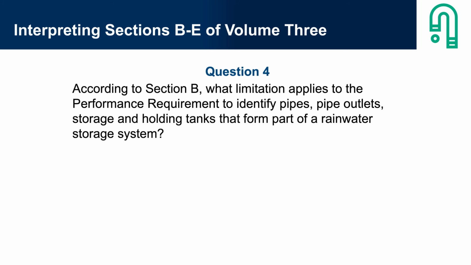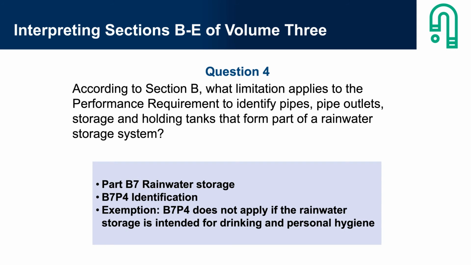Question 4. According to Section B, what exemption applies to the performance requirement to identify pipes, pipe outlets, storage and holding tanks that form part of a rainwater storage system? Part B7, Rainwater Storage. B7P4, Identification. Exemption. B7P4 does not apply if the rainwater storage system is intended for drinking and personal hygiene.